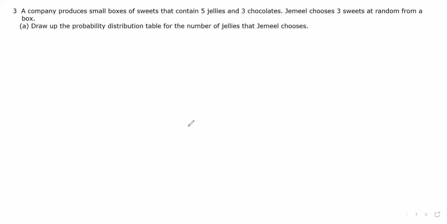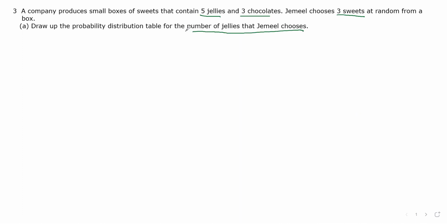We discussed question 3 of O-level mathematics paper 5, probability and statistics 1, in May or June of 2020. A company produces small boxes of sweets that contain 5 jellies and 3 chocolates. Jamil chooses 3 sweets at random from a box, and we need to draw up the probability distribution table for the number of jellies that Jamil chooses.